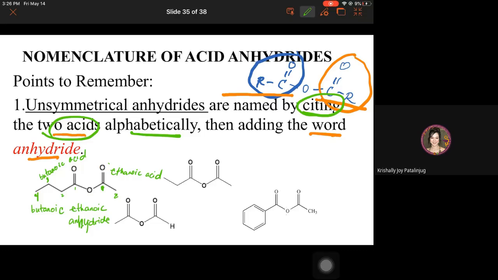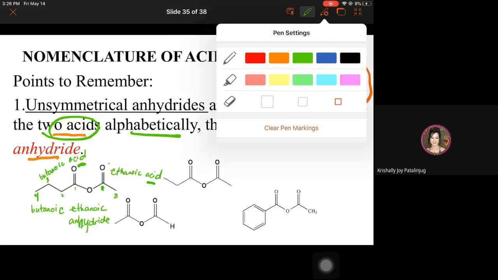Of course, you don't include the word acid. We replace it with anhydride to make it acid anhydride. So simply the root names: butanoic, ethanoic, anhydride. So, space, space, space. Next.